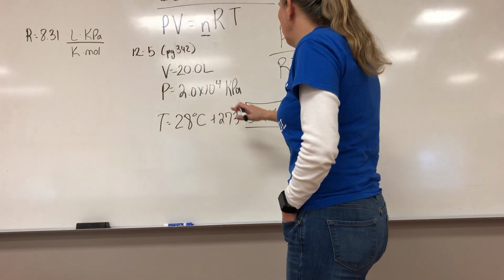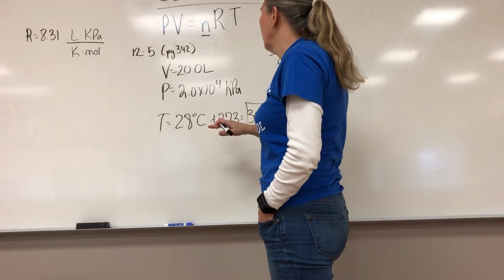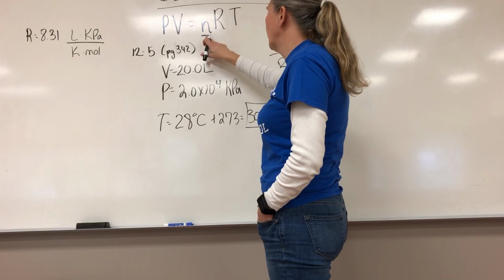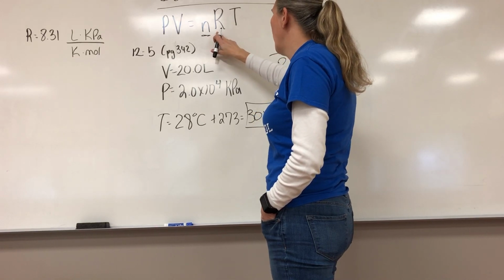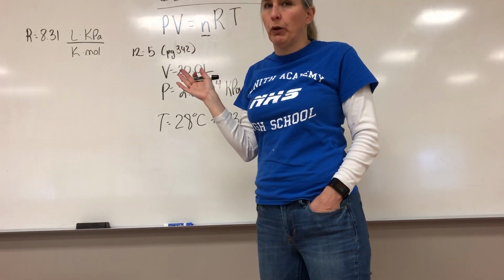Like I can put in 2 here, and I can put in 20 here, and multiply those. I can put in my R of 8.31 here. Now don't forget your N. N times 8.31 times 301, and then you can solve for N. It doesn't matter which way you do it.